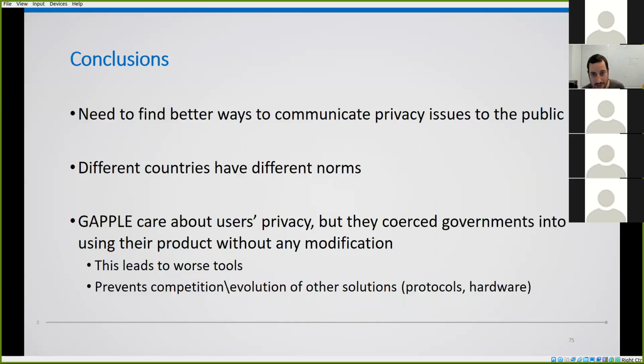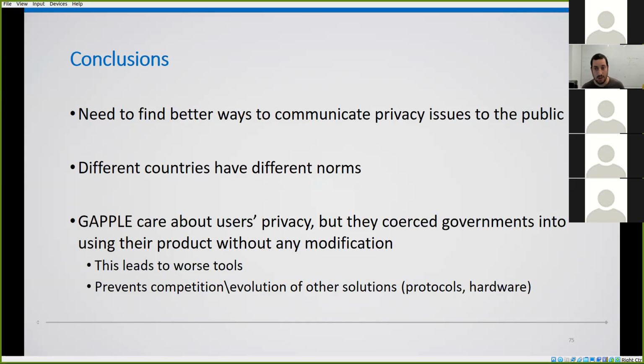In conclusion, I think the most important thing for us, the people that try to design and implement this type of systems, and it can be contact tracing, it can be encryption schemes, VPNs, or whatever, is that we need to find a better way to communicate these relatively complex issues to the general public, to try to convince them of the security and the privacy guarantees that we can have. We need to remember that different countries have different norms regarding privacy, regarding security, different trade-offs, and we need to build the tools that people will want to use and not the tools that we think that they should use.